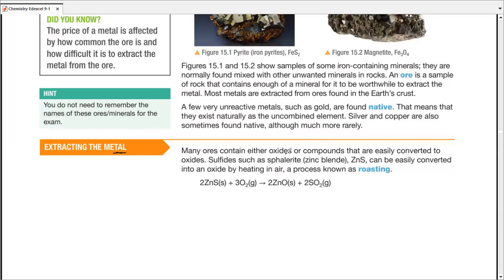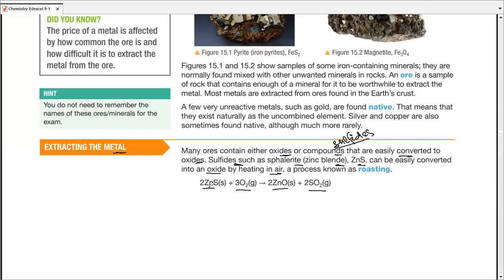Now, many ores contain either oxides or compounds. Usually, by compounds, most of them are going to be sulfides, so they can easily be converted into oxides. For example, sulfides such as zinc blende, whose common name is ZnS, zinc and sulfur combined, can easily be converted into an oxide by heating in air. Why? It's going to react with oxygen. It's going to form an oxide and sulfur dioxide.